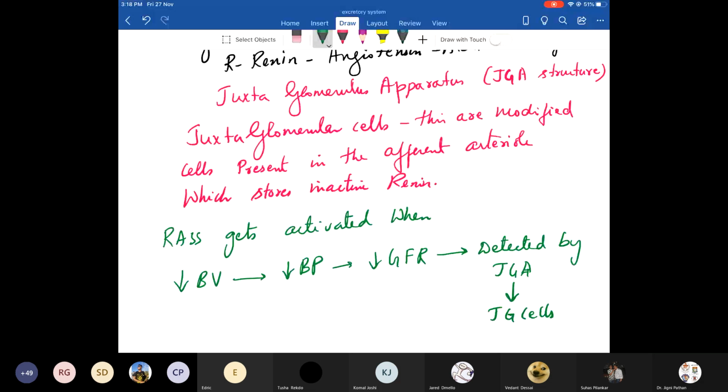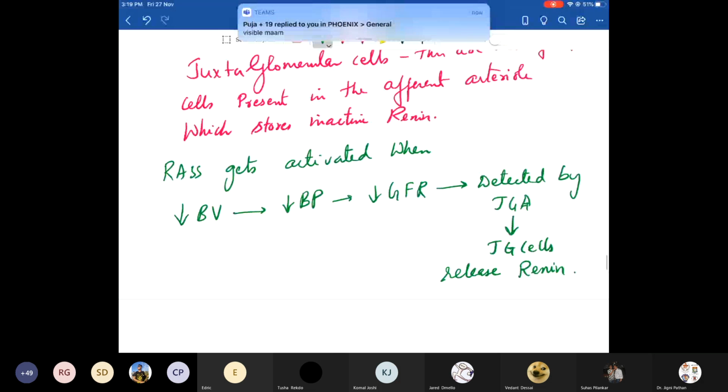Is the screen not visible? Suniti, can you please re-log in and come? Suniti, re-log in and join.